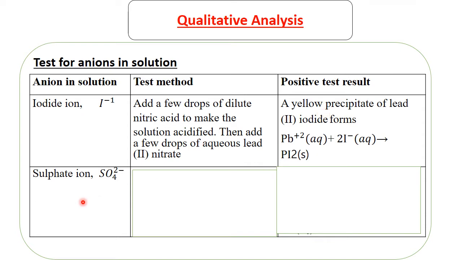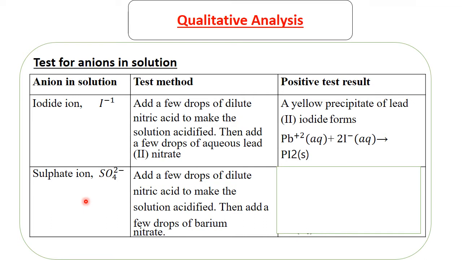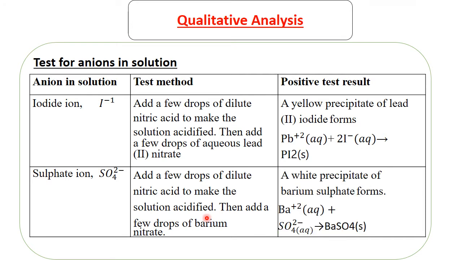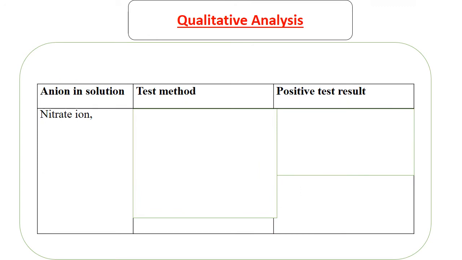Next we go to sulfate ion. The procedure is you add a few drops, just like before, of dilute nitric acid to make the solution acidified, then add a few drops of barium nitrate. Of course, the barium ion is going to combine with the sulfate ion to form barium sulfate. So this is going to give a white precipitate of barium sulfate. And I hope we all know from the previous lessons what a precipitate looks like.